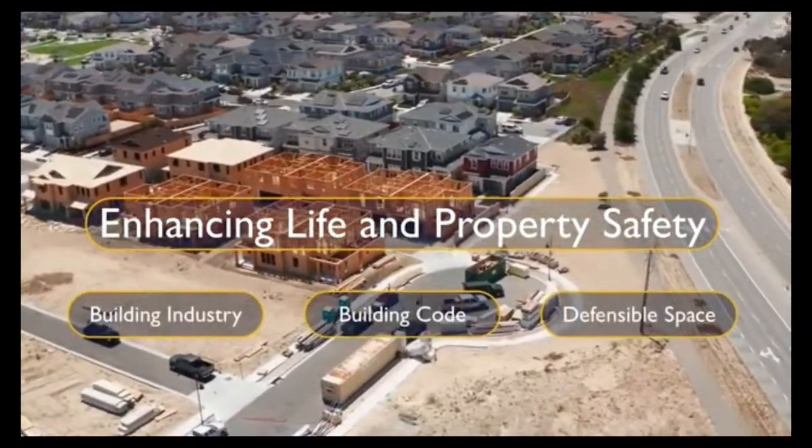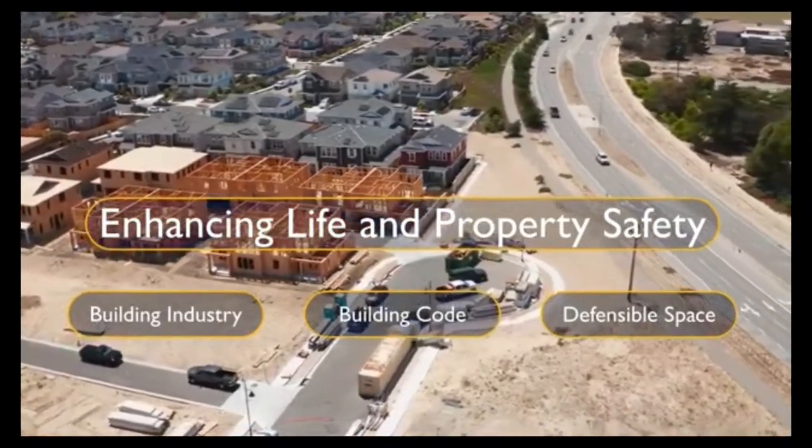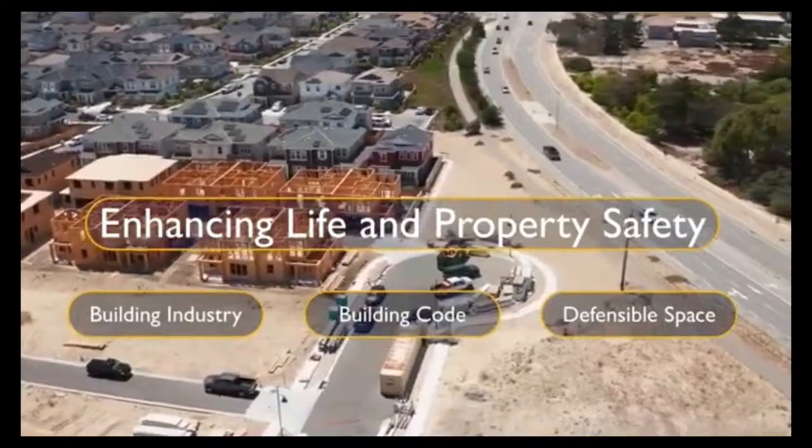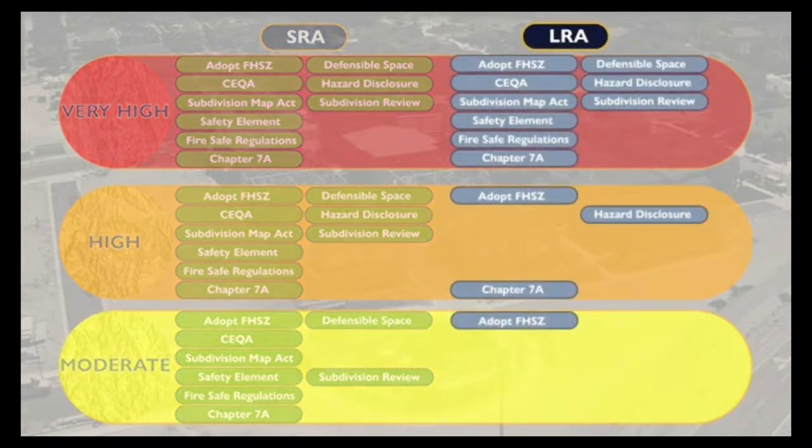We collaborate not to impede development, but to ensure that development mitigations align with the hazards inherent to the area. This diagram displays the requirements based on hazard zone and responsibility area. As you can see, the requirements for SRA for each zone have remained the same. In the LRA, the updates are focused on the high and moderate zones.